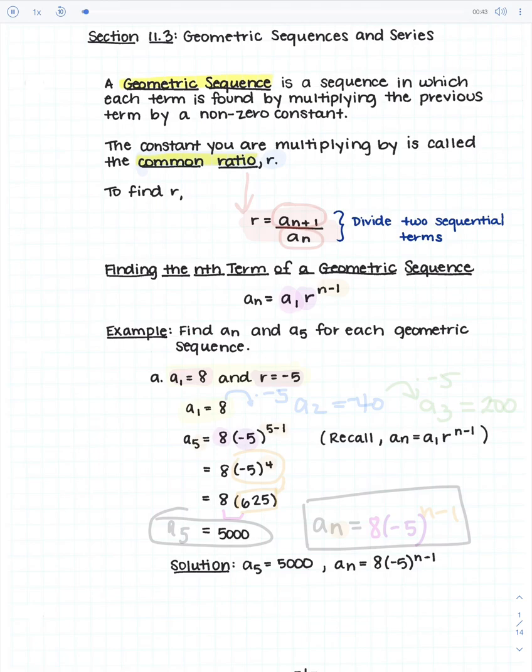This thing that we're going to be multiplying each time to get the next number in our sequence is going to be called a common ratio R. So how can you find the common ratio R if you don't have it? Well, you've got to find out what you're multiplying by each time. To find R, you take two side-by-side elements and take the one that's later in your list, the A sub n plus 1, and divide it by the one that's right before it. That will give you the number that you're multiplying by, and that's your common ratio R.